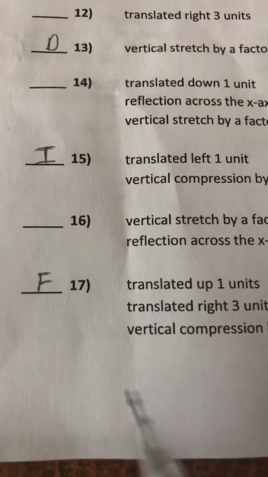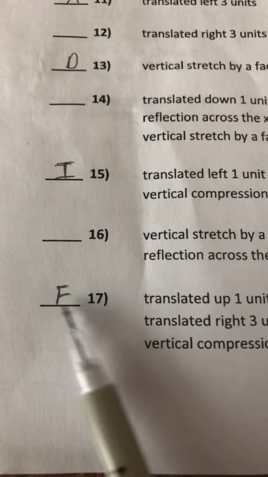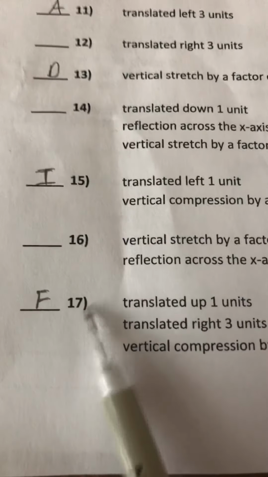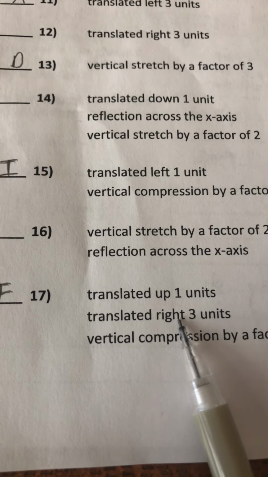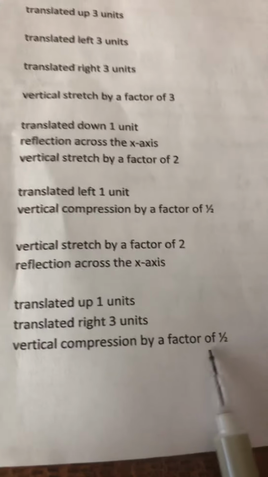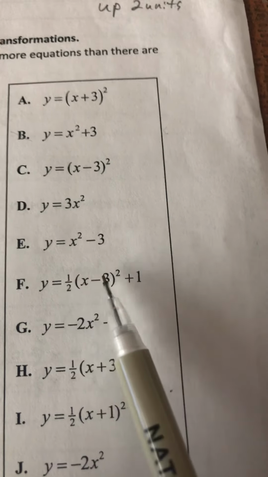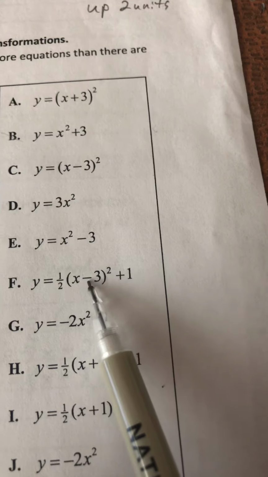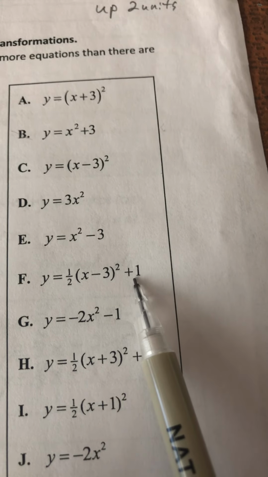And then F goes with 17, I should say. Translated up 1 unit, translated right 3 units, and a vertical compression by a factor of 1/2. That's going to be F. This is your vertical compression of 1/2. This is going right 3 units, and then this is going up 1 unit.